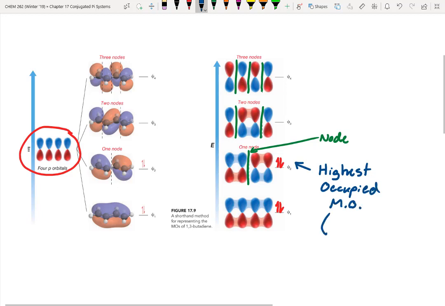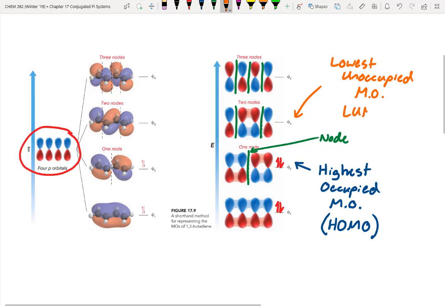This is usually just abbreviated as HOMO. All right, and then up here, we've got an orbital right above it that is unoccupied. And what we call this is the lowest unoccupied molecular orbital. And this is called our LUMO.